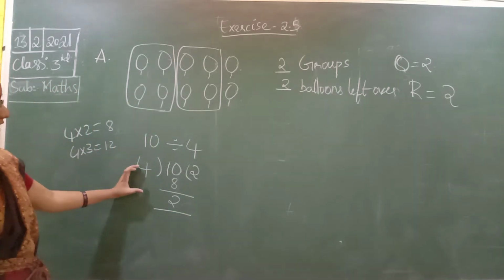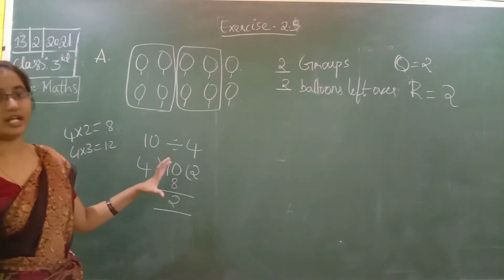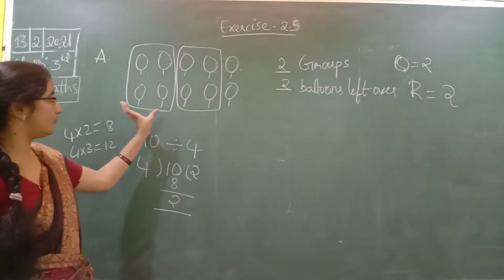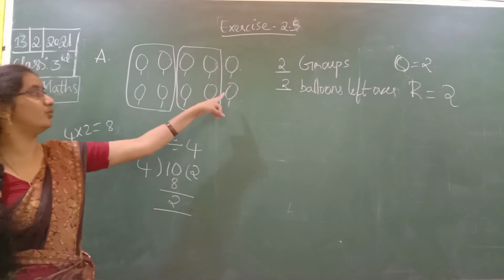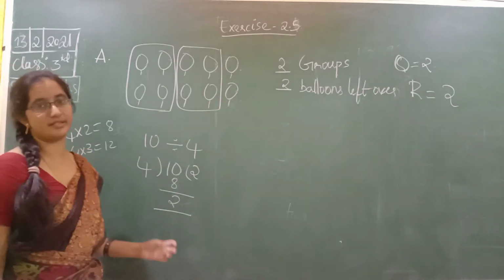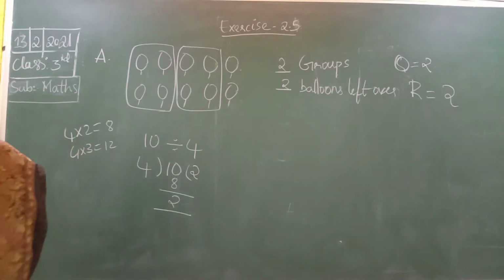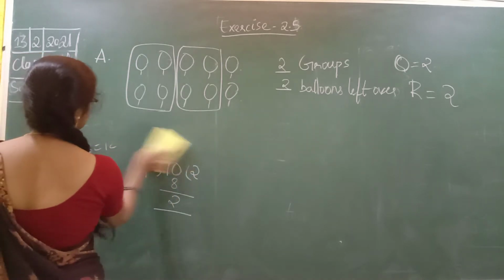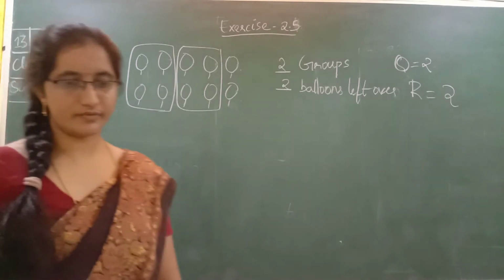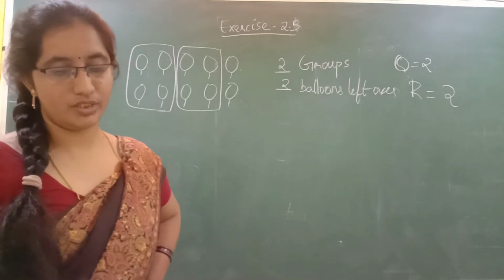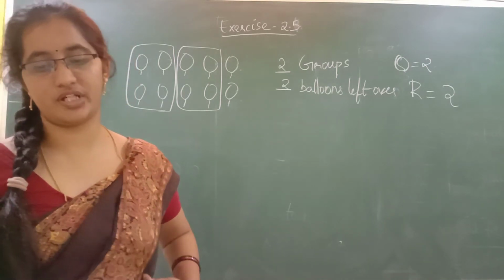So the 10 balloons are divided into groups of 4 each, making 2 groups, and the remainder is 2 left over. This is the simplification of that. Next, we'll go to the B part. Using the long form, find the quotient and the remainder.